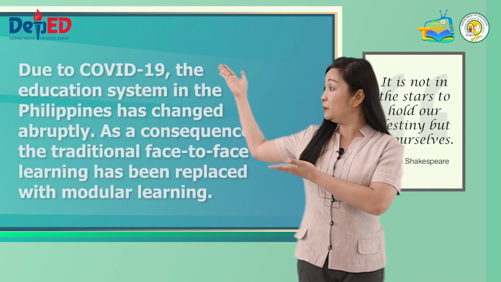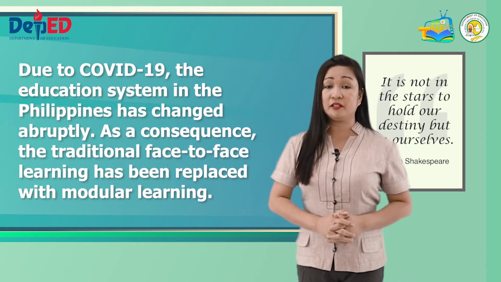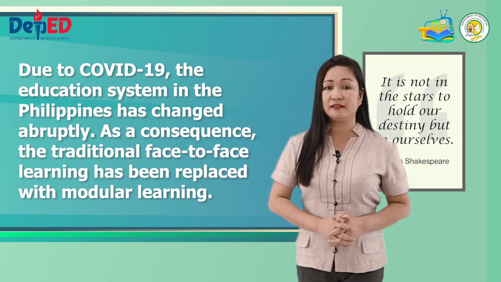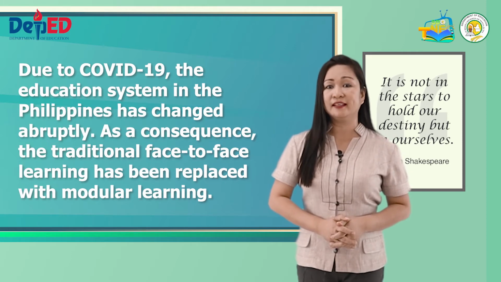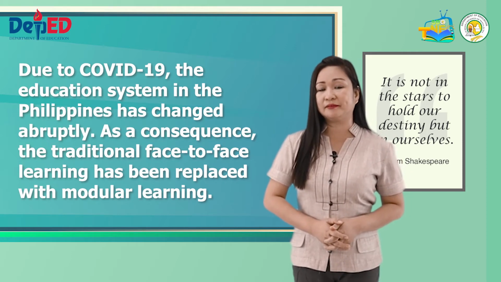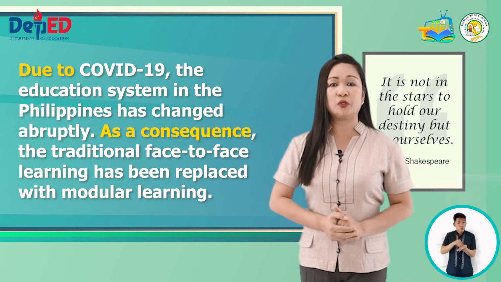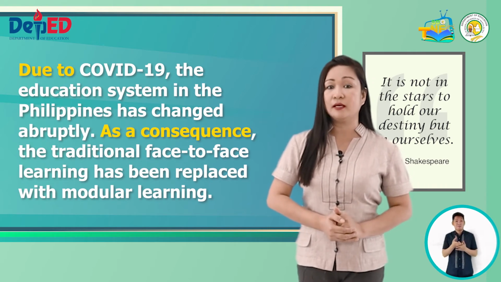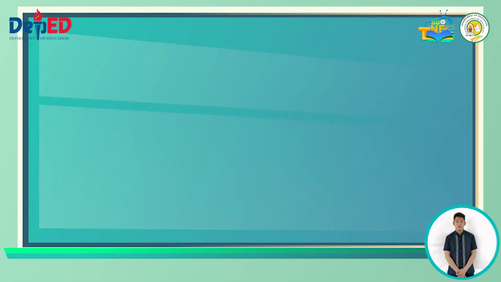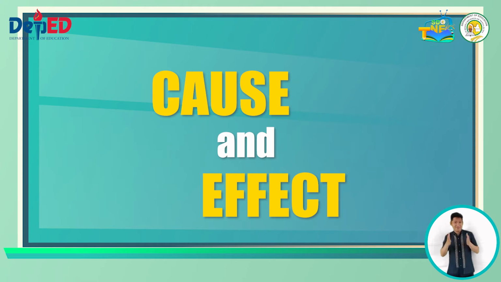Take a look at the following example. Due to COVID-19, the education system in the Philippines has changed abruptly. As a consequence, the traditional face-to-face learning has been replaced with modular learning. In the given example, the transition words due to and as a consequence are used to show the causal relationships between events. Certainly, the combination cause and effect helps the writer to clearly connect a particular situation.